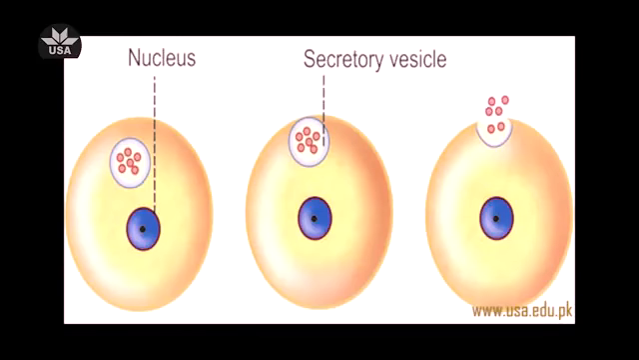In exocytosis, the release of secretory substances from cells occurs. Secretory substances of a cell are stored in the form of secretory vesicles in the cytoplasm. When required, the vesicles approach the cell membrane and get fused with the cell membrane. Later, the contents of the vesicles are released out of the cell as shown in the diagram.